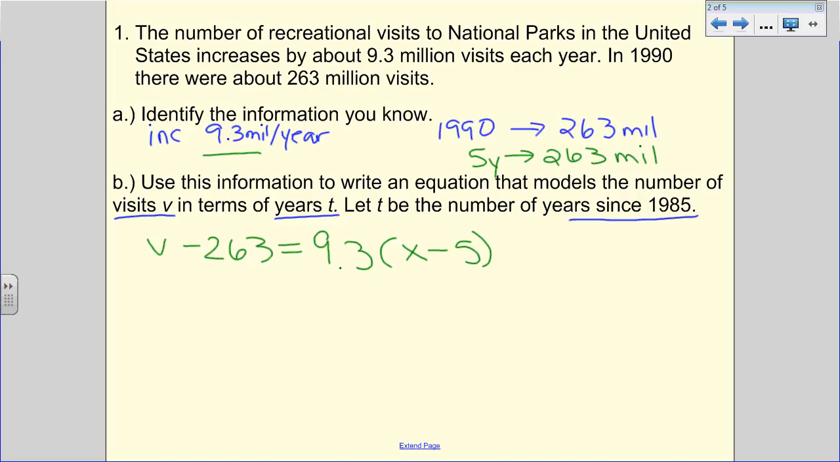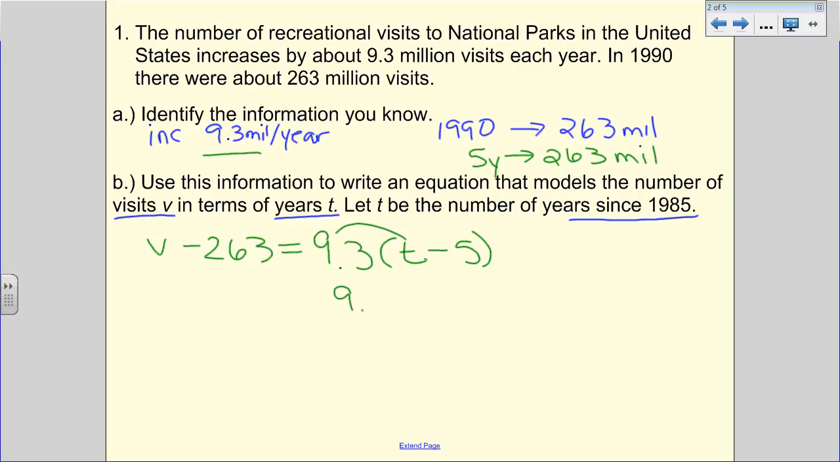And once again, Mrs. Woodard is the worst example at these because they don't tell us to use X. What do they tell us to use? T. And that kind of helps a little bit. I have V with visitors. I have T with time, with years, right, guys? Yes. All right. Now we can go through and multiply.